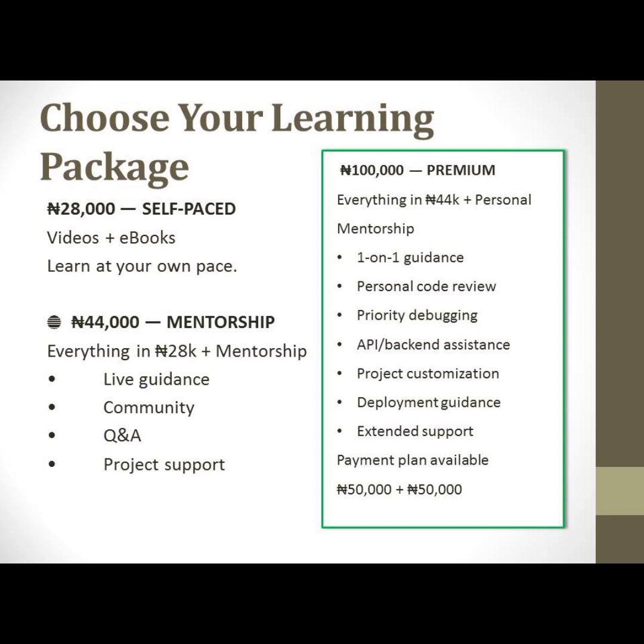So what are the packages you need to learn? Now we have different packages. We have the 28,000 naira package. This 28,000 package includes just ebooks and videos. This is perfect for those that want to learn on their own, the self-paced people. I have a student where I just sent in the ebook and he finished the course even without having the videos, because he's also good at learning on his own. If you're good at learning on your own like that student, this package is good for you.